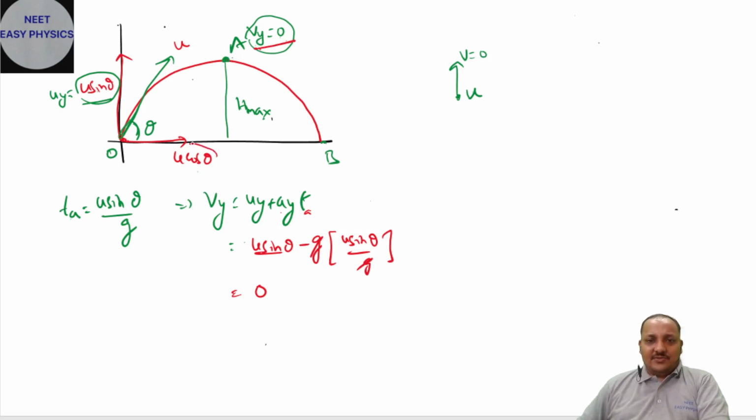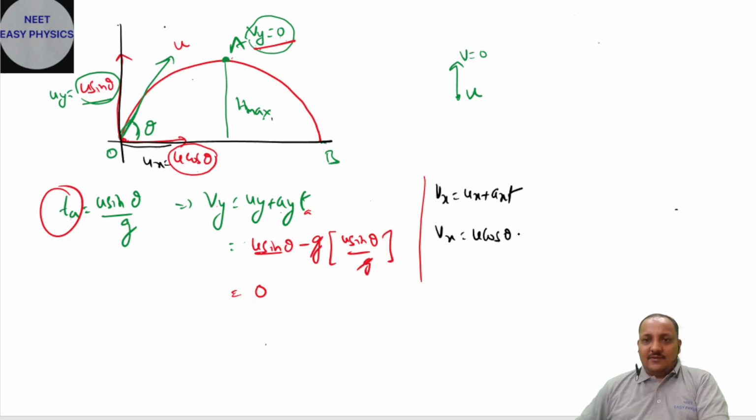Now, what happens to the horizontal velocity? We will see. What is the horizontal velocity after time of ascent? Now, which equation do we have to use? In place of vy, what do we have to write? vx equal to ux plus ax t. Now, what is ux? ux is nothing but u cos theta. Now, what is ax? 0, into time of ascent. Now, vx equal to u cos theta.